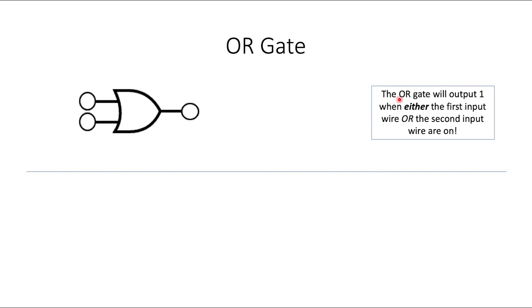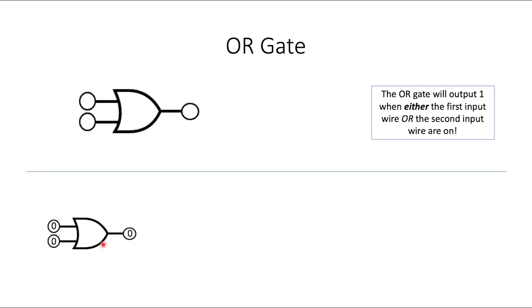Now the OR gate will output 1 when either the first input wire or the second input wire is on. Right? This is why it's called an OR gate. So the AND gate, you needed both wires to be on in order to get a charged wire coming out. But for an OR gate, you only need 1. So just like we did before, let's go through all the possibilities and see what they give us.